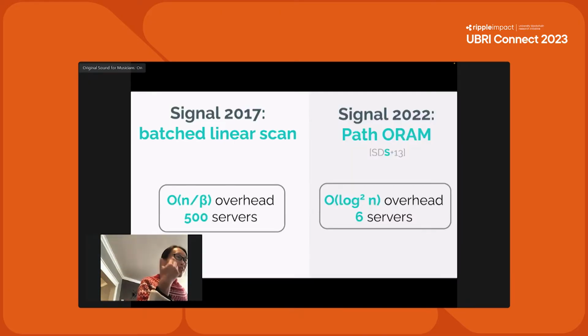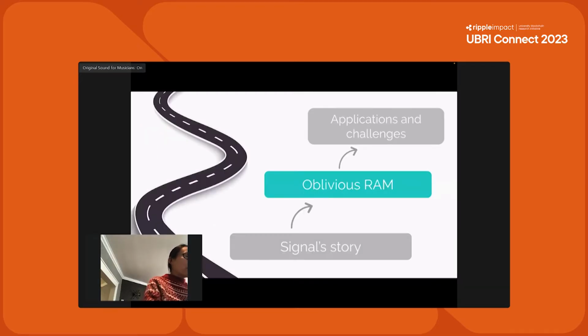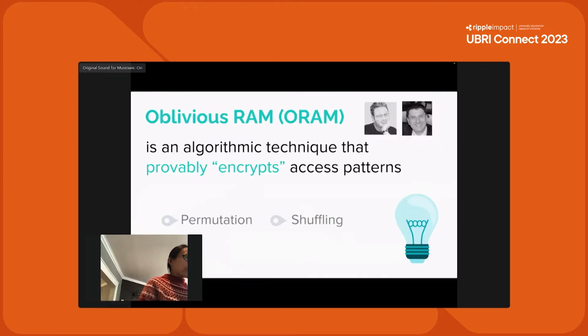Okay, so I hope this triggered your interest in learning about ORAM, and this is what we are going to talk about next. So what is this mysterious Path ORAM algorithm? Together we can try to construct an ORAM algorithm step by step.